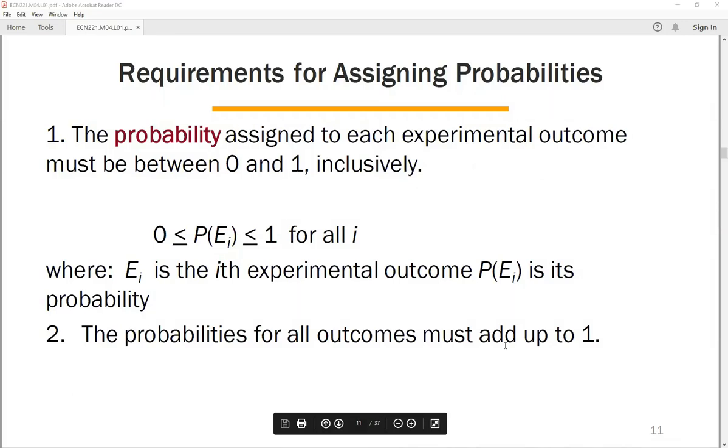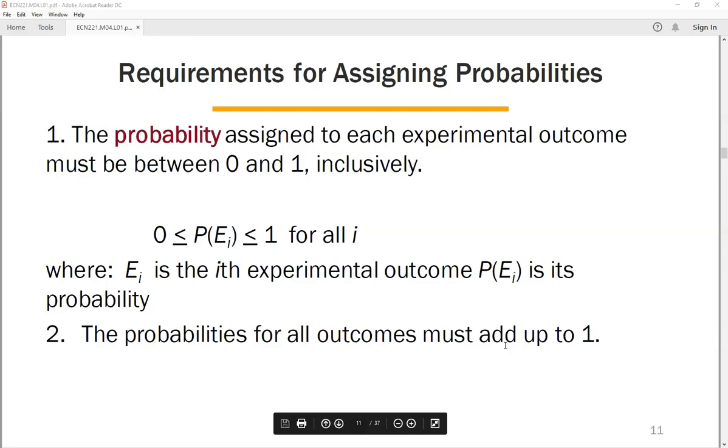All right, so we have some requirements for assigning probabilities. Basically, the number that we assign has to be between 0 and 1. So we can't have any negative probabilities and can't have anything greater than 1. When we take all the probabilities together that we've assigned for all the different potential outcomes, then it has to add up to 1. So something happens.